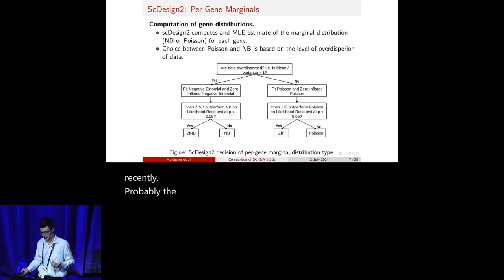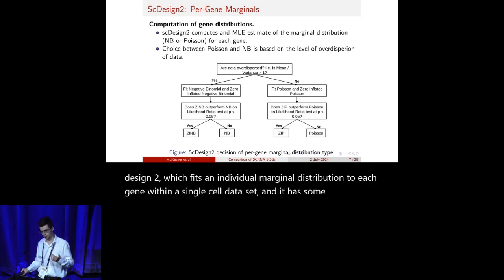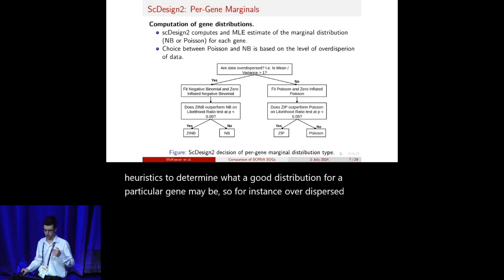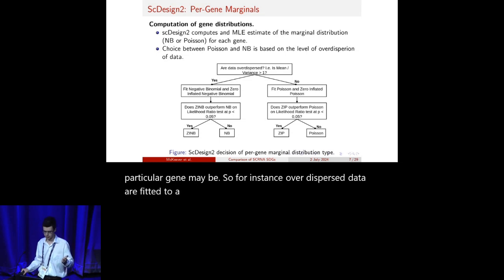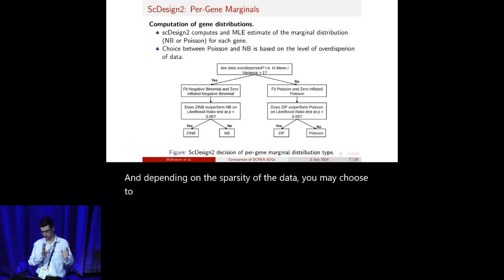Probably the most sophisticated of these statistical models is scDesign-2, which fits an individual marginal distribution to each gene within a single cell data set. And it has some simple heuristics to determine what a good distribution for a particular gene may be. So for instance, overdispersed data are fitted to a negative binomial distribution, whereas non-overdispersed data are fitted to a Poisson distribution. And depending on the sparsity of the data, you may choose to use zero-inflated versions of these distributions or not.